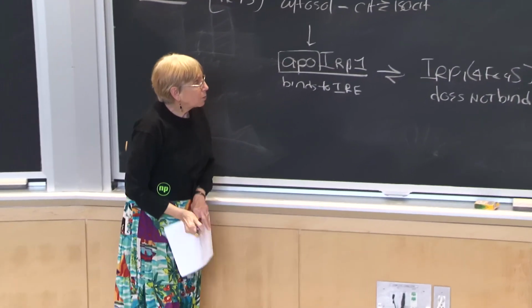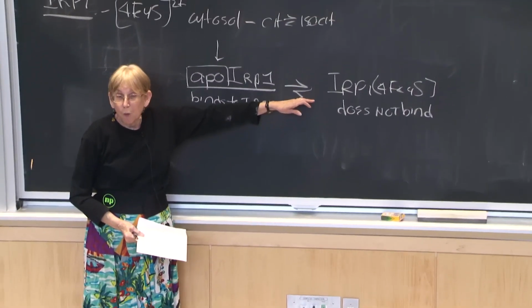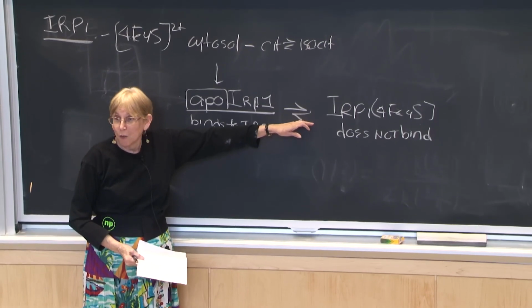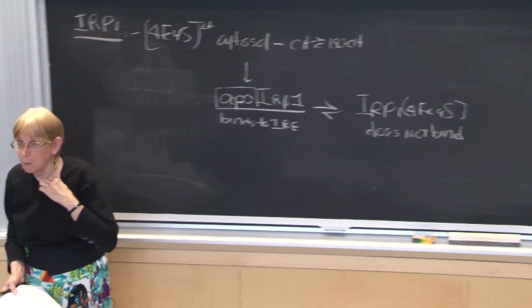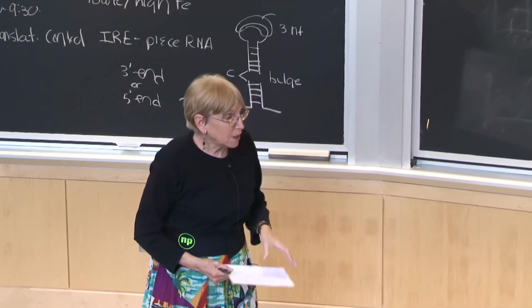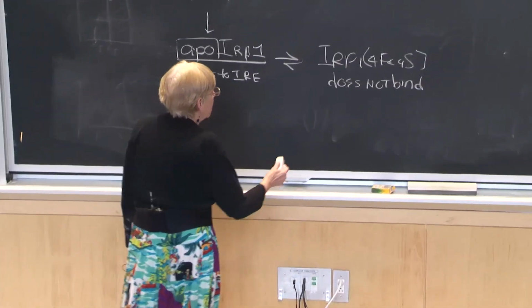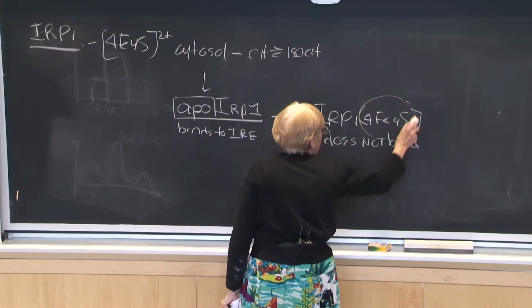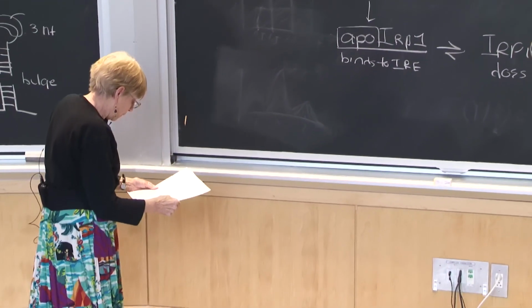So what that would imply, if you think about it superficially, is that if you have low iron and there's no iron-sulfur cluster, the APO form is going to bind. Okay, I'm going to show you the model in a minute. So the switch, in this case the sensor, is related to the fact that we have a 4-iron, 4-sulfur cluster.